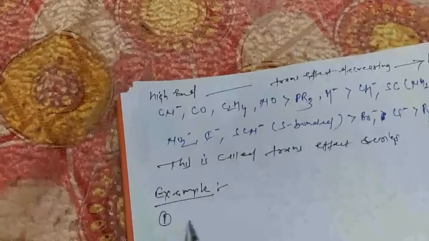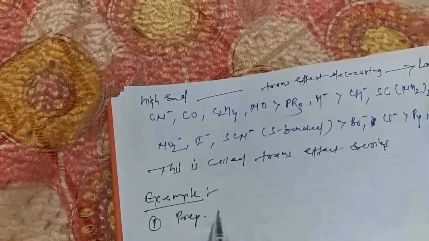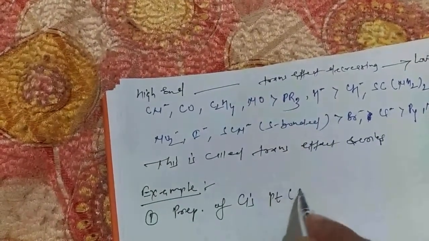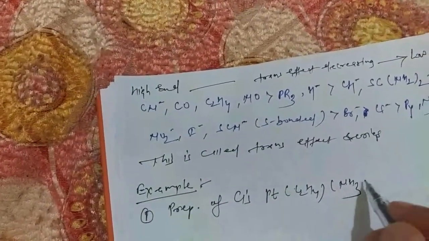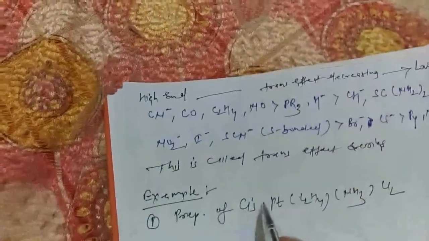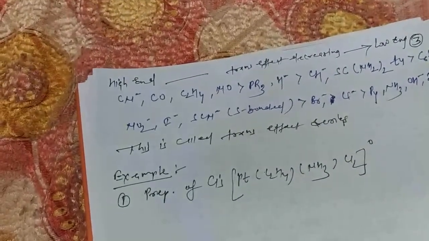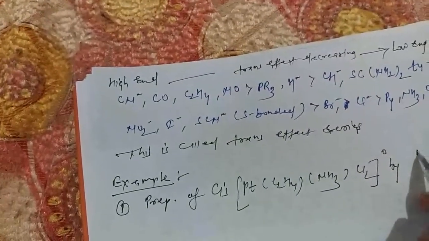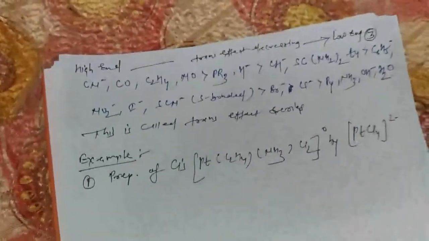So let's take an example of the preparation of cis-Pt(C2H4)(NH3)Cl2. So this is a platinum 2+ complex, neutral overall. We have to prepare the cis isomer from PtCl4 2 negative.